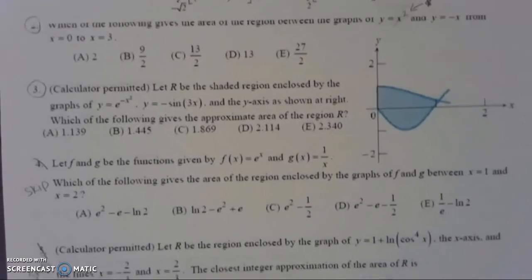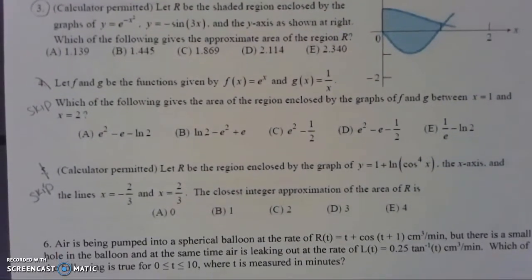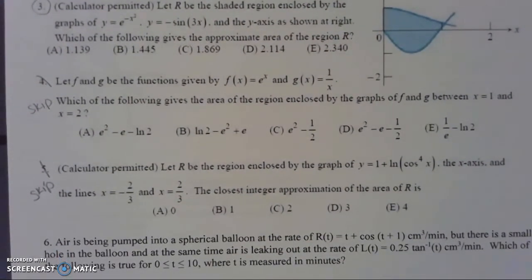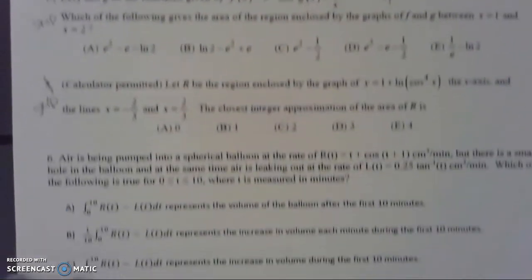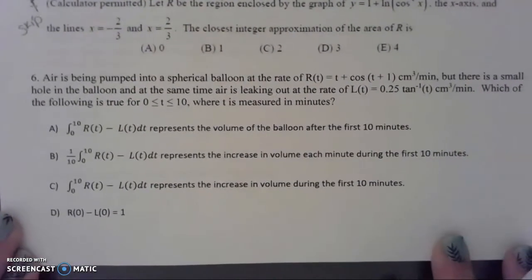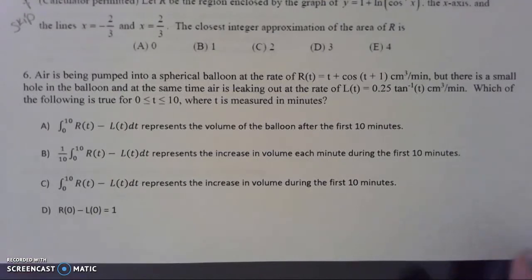Okay, you can actually skip number 4 and number 5 if you want to do them. They're pretty similar to number 2 and 3. I do want to look down here at number 6. Number 6 is just setting up the right equation. It says air is being pumped into a spherical balloon at a rate of r of t equals t plus cosine t plus 1, and that's cubic centimeters per minute.